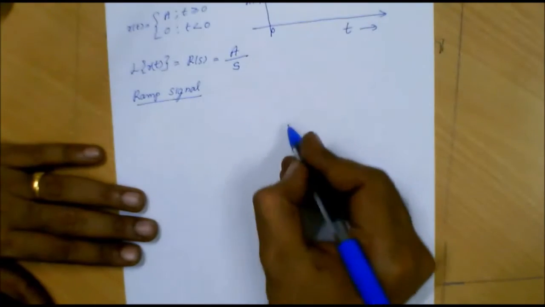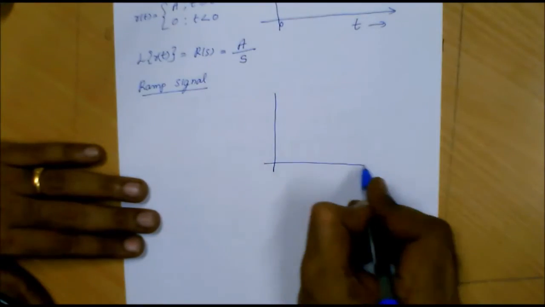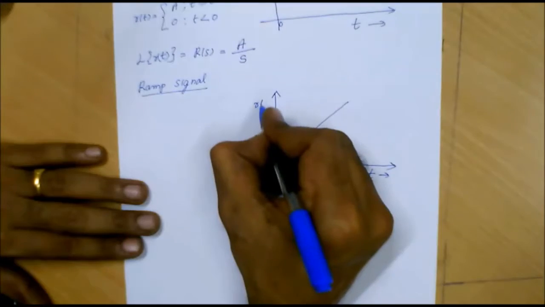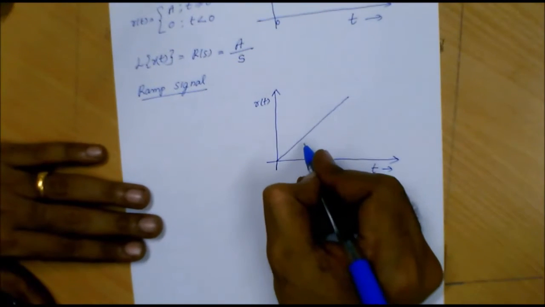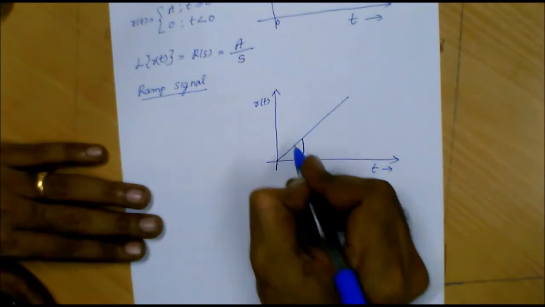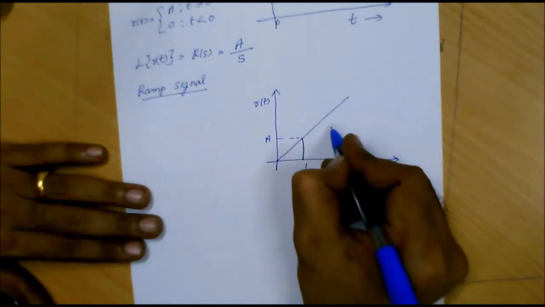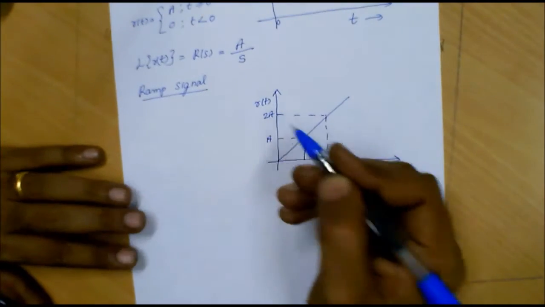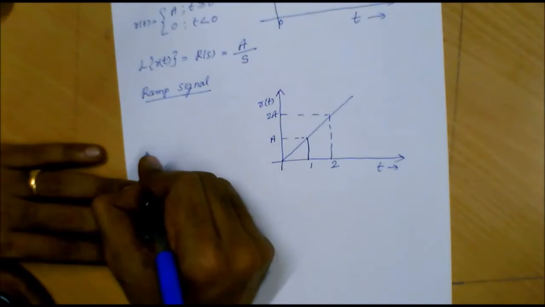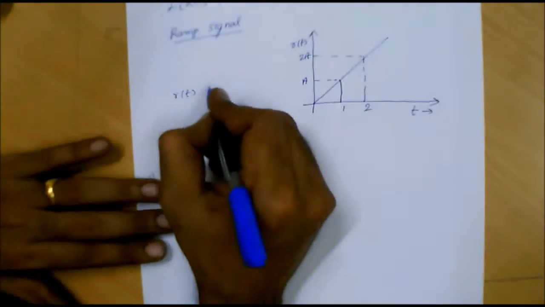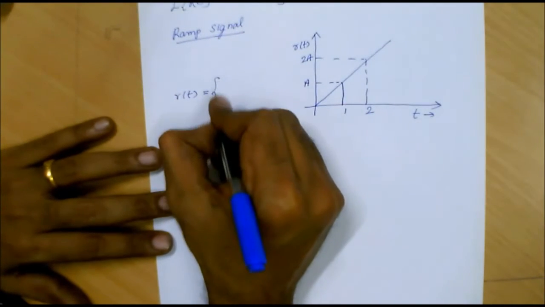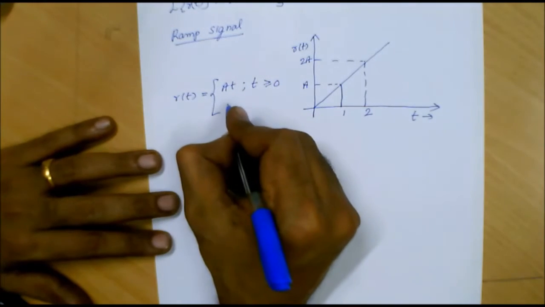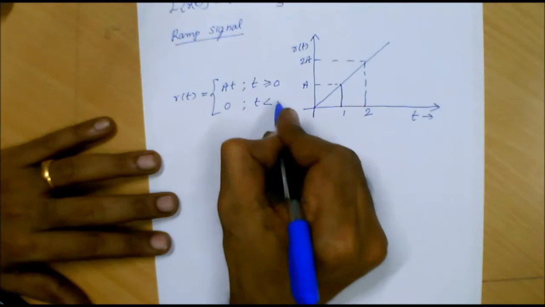Ramp signal. The waveform of the ramp signal will look like this. The value of the amplitude r of t increases as time t increases. When time t is equal to 1, the value of r of t will be a, and when time t is equal to 2, the value of r of t will be 2a. So mathematically we can write this as r of t is equal to a into t when t greater than or equal to 0. R of t is equal to 0 when t less than 0.